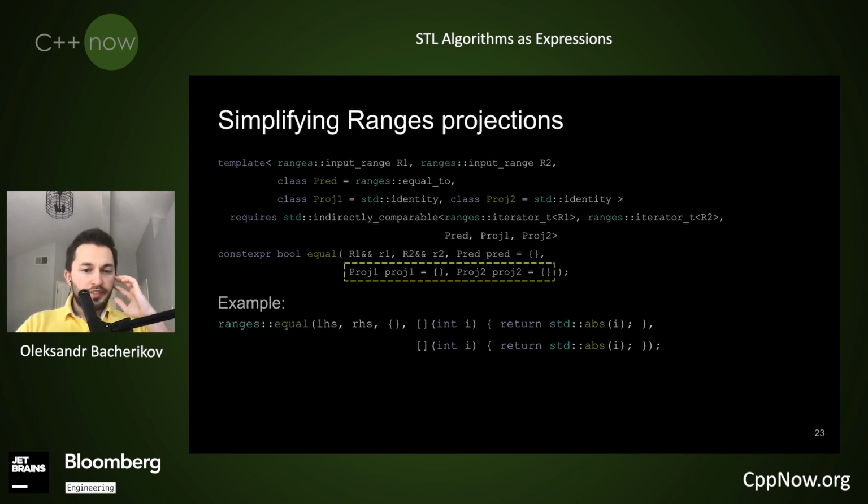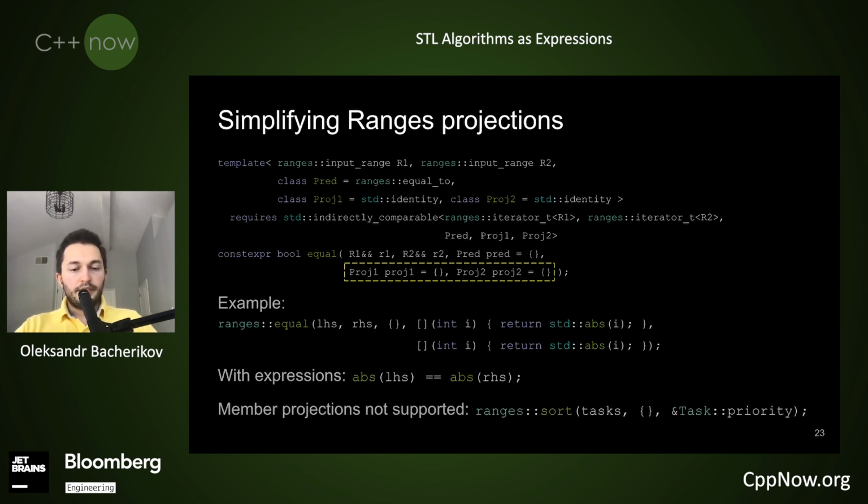And to be honest, I think projections overcomplicate this interface for equal. And with expressions, we could achieve a much shorter notation, which does exactly the same thing. One limitation is that currently, unlike in the Ranges library, member projections are not supported. But I think I can use an idea from the Boost Lambda library to support that as well.